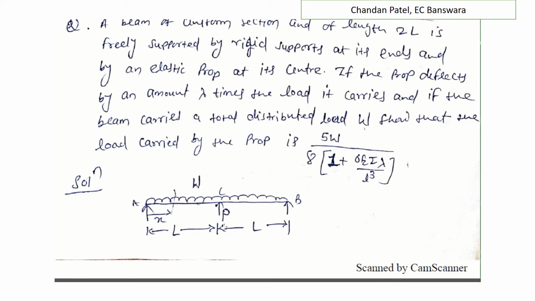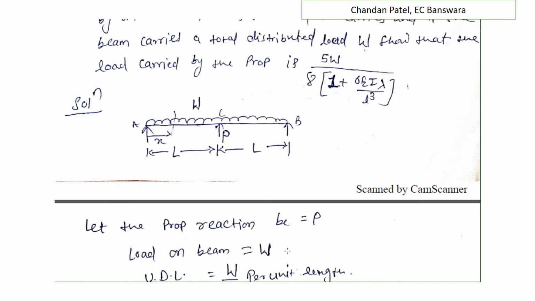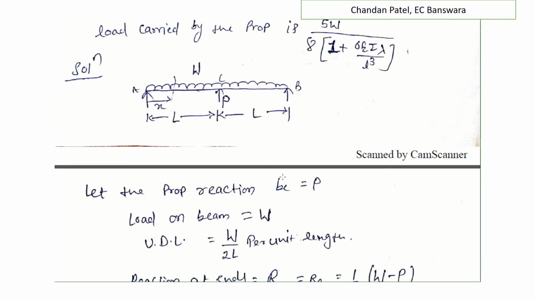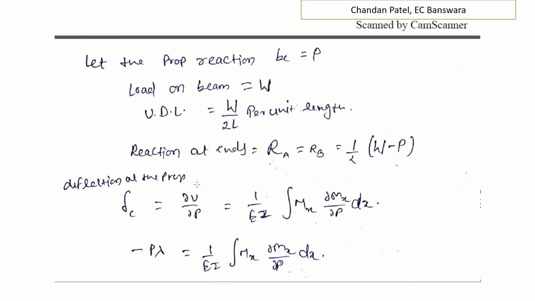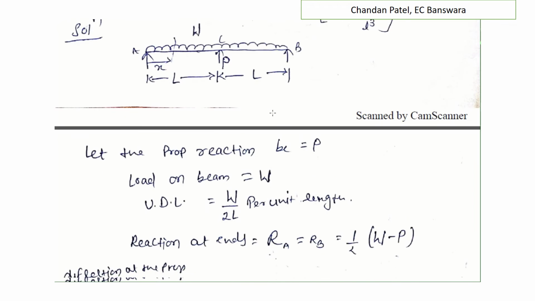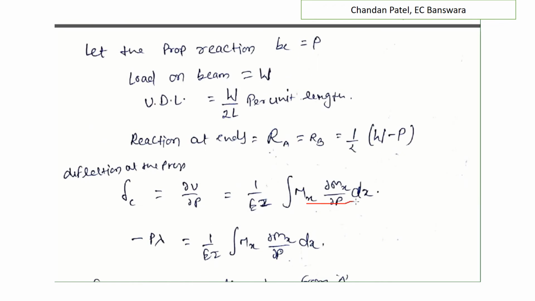There is a prop P. Assume the prop load is P and this is W. Let the prop reaction be P and the load on beam is W. Then UDL is W by 2L, L plus L, that is per unit length. Now reaction at ends RA and RB is half of W minus P because of symmetry. Now the deflection at the prop, delta C equals to del U by del P equals to 1 by EI, because P is given in that case, so we do not consider an imaginary load. Then del U by del P equals to 1 by EI integral mx del mx by del P dx.